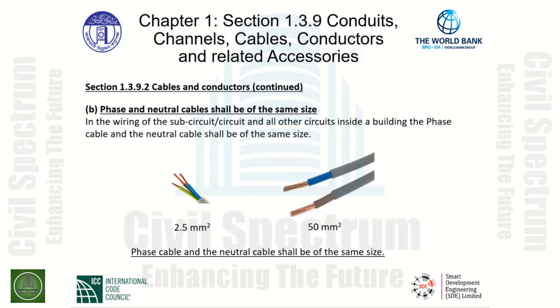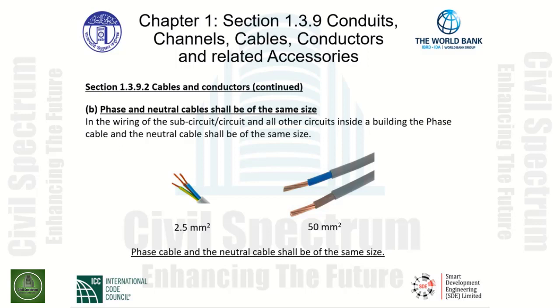Cables and conductors continued. Item B, phase and neutral cable shall be of the same size. In the wiring of sub-circuit, circuit, and all other circuits inside a building, the phase cable and the neutral cable shall be of the same size. As indicated in the pictures below, the phase cable and the neutral cable need to be of the same size. If we have a 2.5 millimeters squared cable, a phase conductor, the neutral wire must be the same size as indicated.